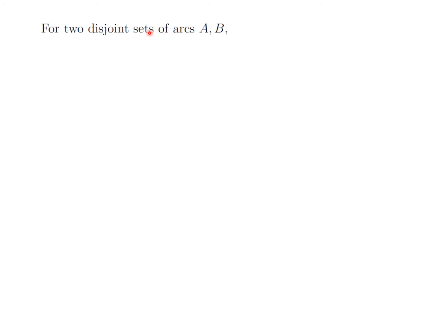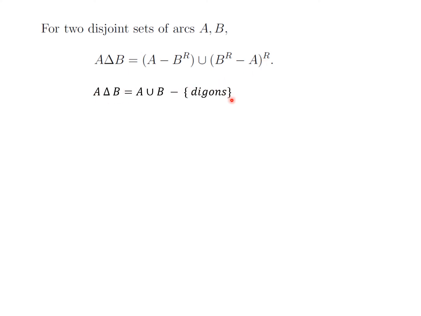Suppose A and B are disjoint arc sets, and we use the symmetric difference of A union B. The symmetric difference of A and B: you remove the reverse. This is the definition, but maybe this is more friendly. I just put the arcs together. This is an arc set, and this is an arc set. When I put them together, maybe I form some digons: one arc from A, one arc from B that form a digon. Then I remove it. So that is this definition.